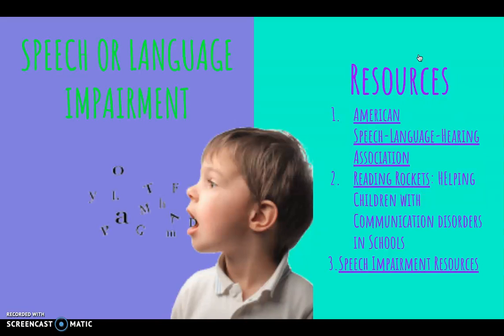The next category is speech or language impairment. Speech or language impairment means that there is a communication disorder. It may include stuttering. It may include impaired articulation. It could be a language impairment or a voice impairment, and again, they adversely affect the child's educational performance.